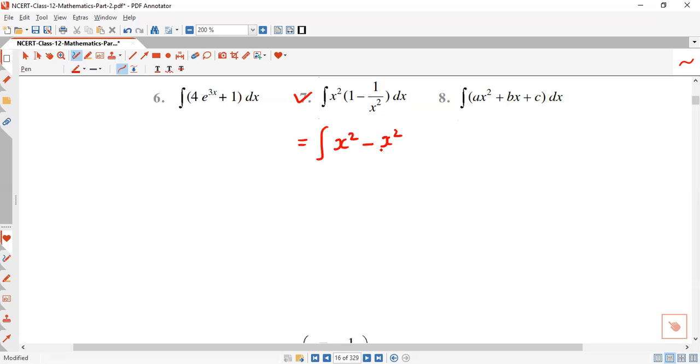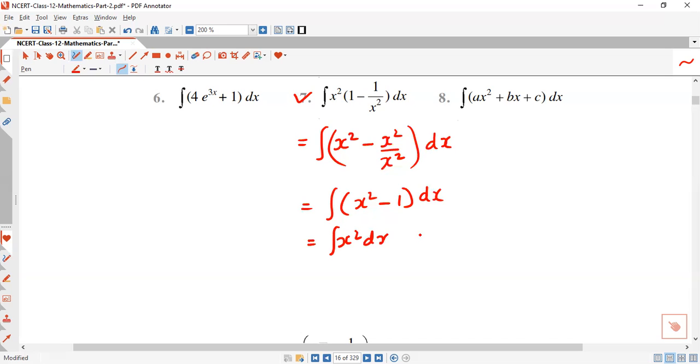Okay, let me write down this one more step. Integration of x square minus 1 dx can be written as integration of x square dx minus integration of dx. This will come out x cube upon 3 minus x plus some constant c. This is the answer.